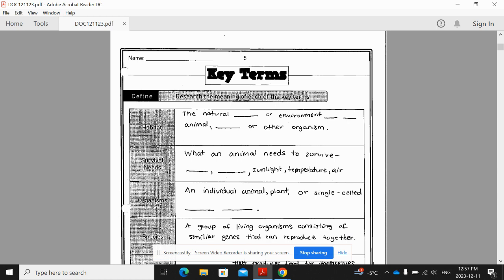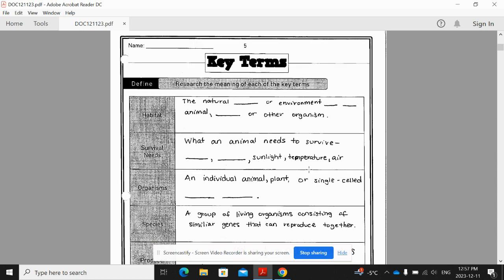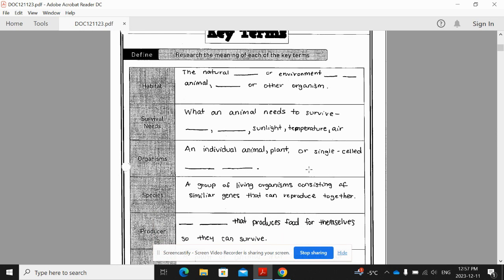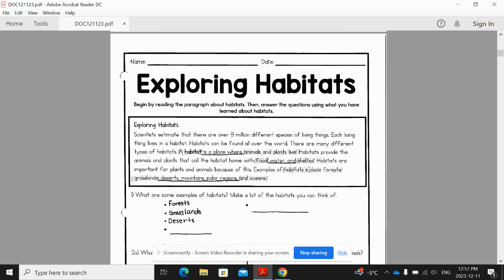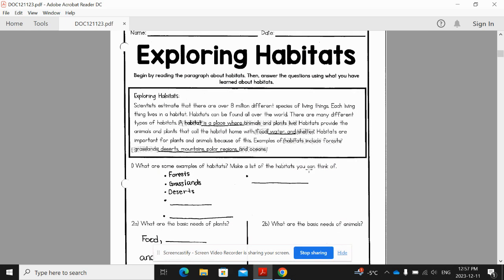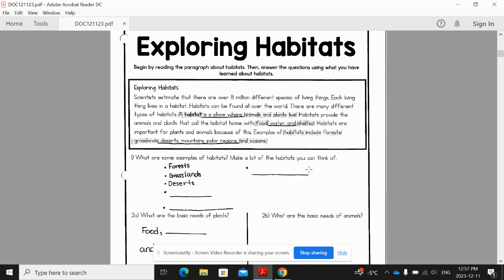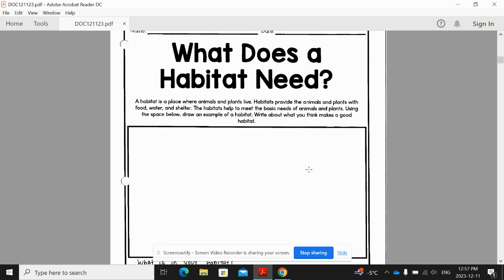So page 1, we have key terms. So you're going to be copying down the words and sentences that I have, and there's some fill in the blanks there that you will be going through. There's exploring habitats. We will be doing that together.